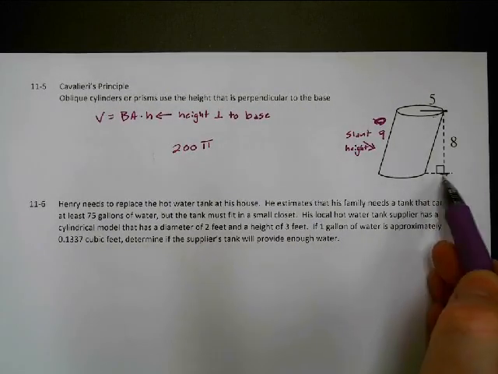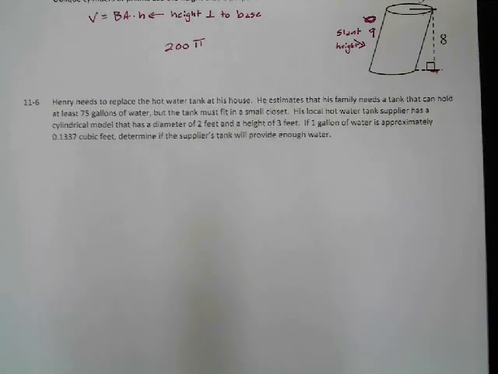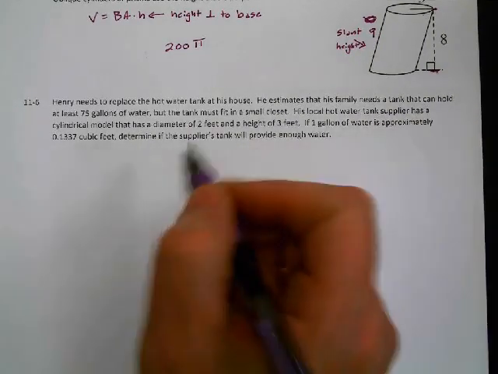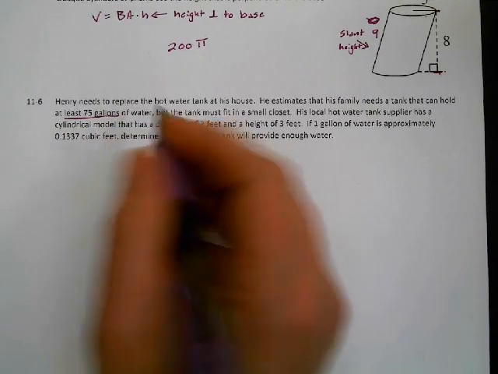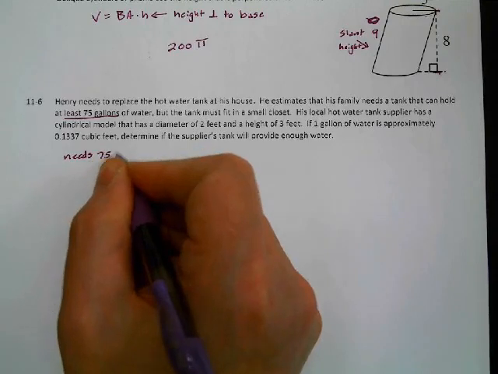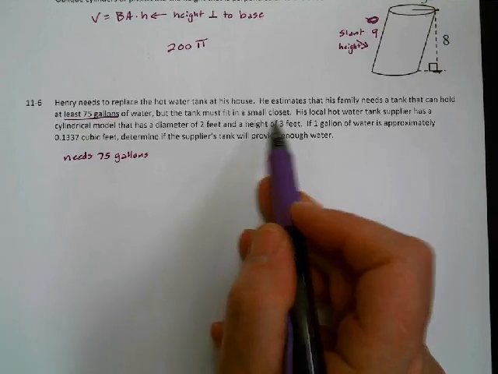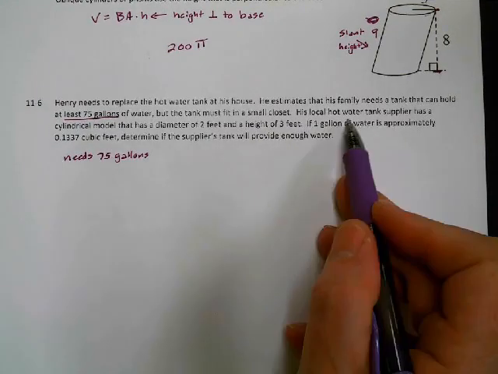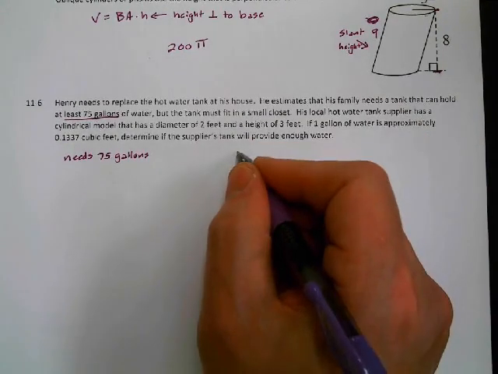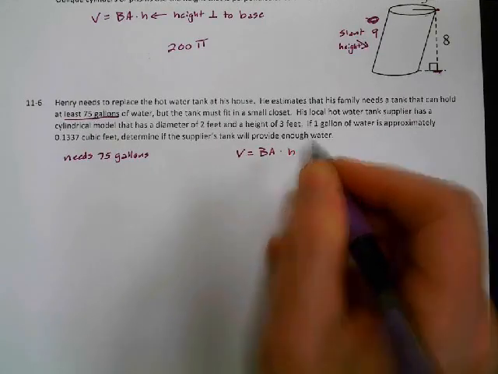Henry needs to replace the hot water tank at his house. He estimates that his family needs a tank that can hold at least 75 gallons of water. Okay, so he needs 75 gallons. But the tank has to fit in a small closet. Oh, that's too bad. His local hot water tank supplier has a cylindrical model. Okay, cylindrical. So if we're looking at volume, it's base area times the height. And since it's a cylinder, this is going to be pi r squared times the height.